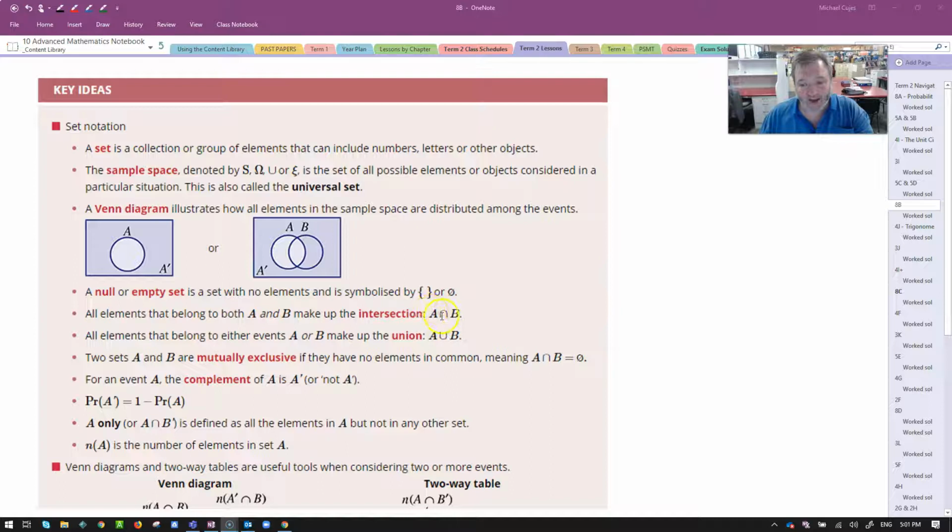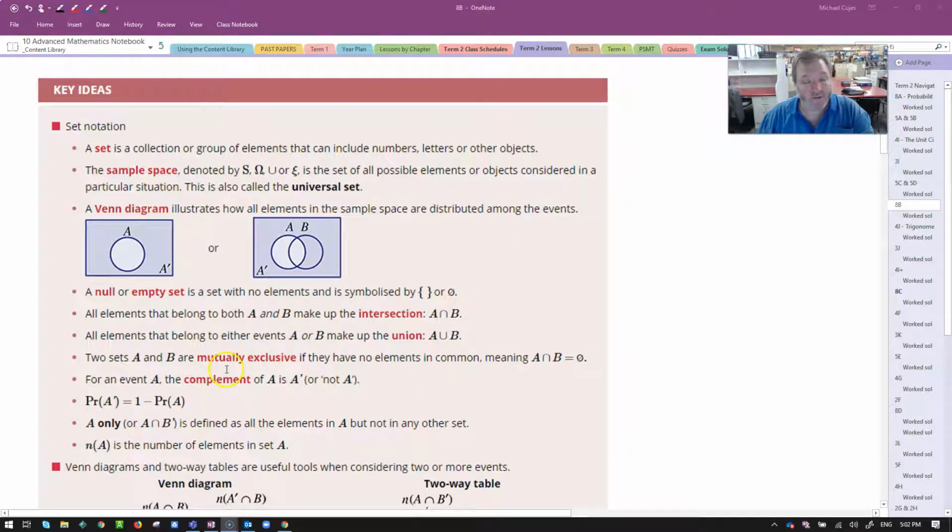We write that as A, and it looks a bit like an N, but it doesn't have a stalk. It's just an upside down arch, like they're playing croquet. A intersects B is how we'd read that, or A and B. If it could be anything in set A or set B, A or B, that's the union of the two sets. And we say A union B, or A or B.